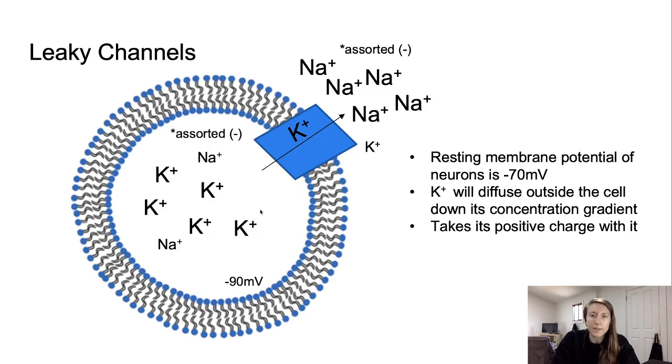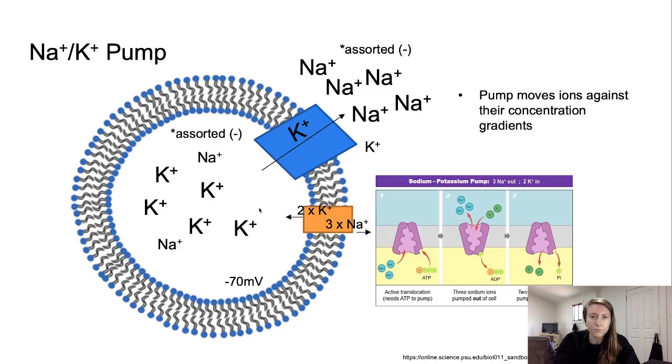Now, every time a potassium ion leaves the interior of the cell, it's taking its positive charge with it. So if we've got positive charges leaving the interior of the cell, well, this is going to become a lot more negative. And in fact, if potassium was the only ion that dictated membrane potential, we would reach equilibrium at about negative 90 millivolts. But we just said that the resting potential of a neuron is negative 70, so clearly potassium is not the only player in this game.